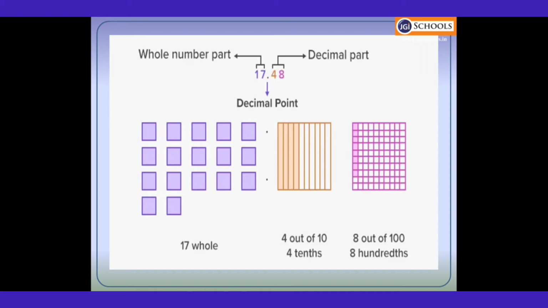8 hundredths and 4 tenths. So out of 10 you have to select only the 4. So here, you can see it is separated by lines and the 4 parts are shaded. Here in the small blocks of purple, 8 blocks are shaded out of 100 blocks. Okay. So it is actually the decimal part. It is a very small part.